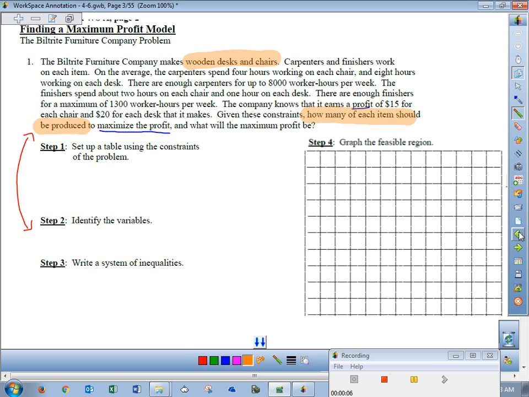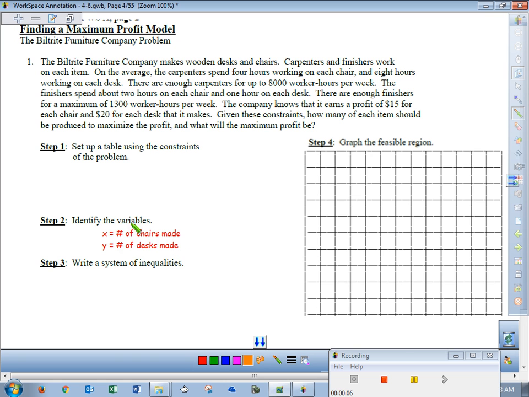Here on step 2, let's define those. X can be the number of chairs made, and Y can be the number of desks made. And again, if you need to pause the video because I'm moving too fast, because I've got all this typed out already, pause the video to get that written down. But defining the variables is really, in my opinion, the first thing you should do, because then that's going to help you do step 1, set up a table using the constraints.